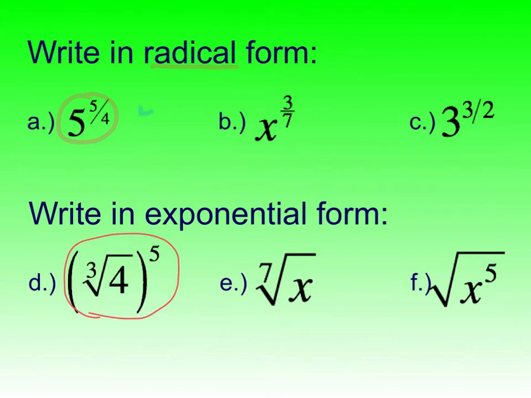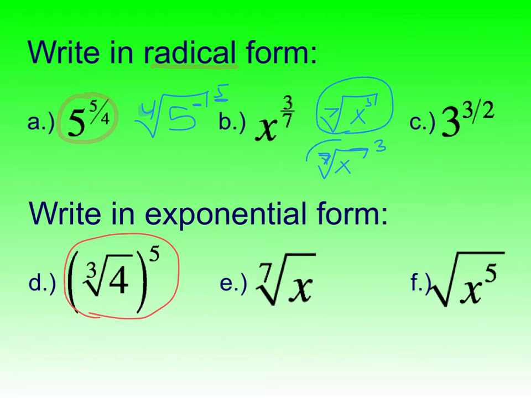So that is going to become the 4th root of 5 to the 5th. Again, the 5 could be outside or the 5 could be inside the radical. In this case, I don't want you to simplify right now. Just simply rewrite it in the other form. Part B would be the 7th root of x to the 3rd, or it could be the 7th root of x, to the 3rd. Either one of these is correct. Either one of those answers will be accepted.